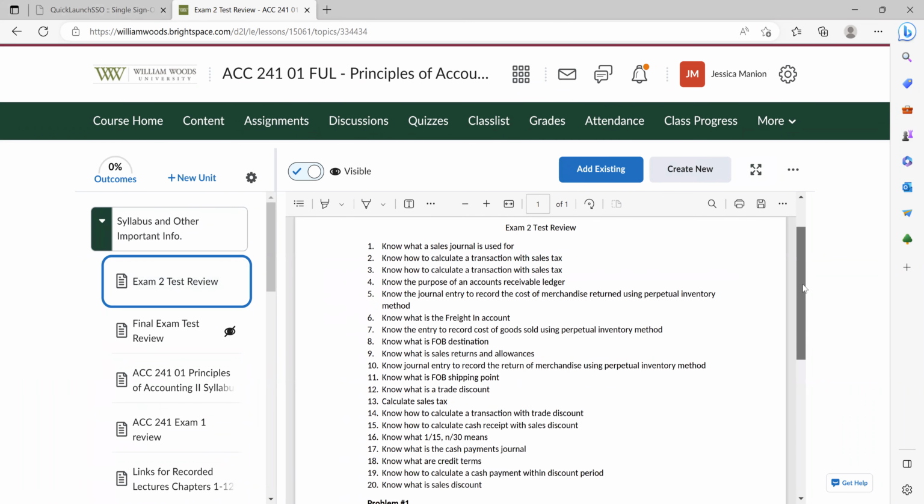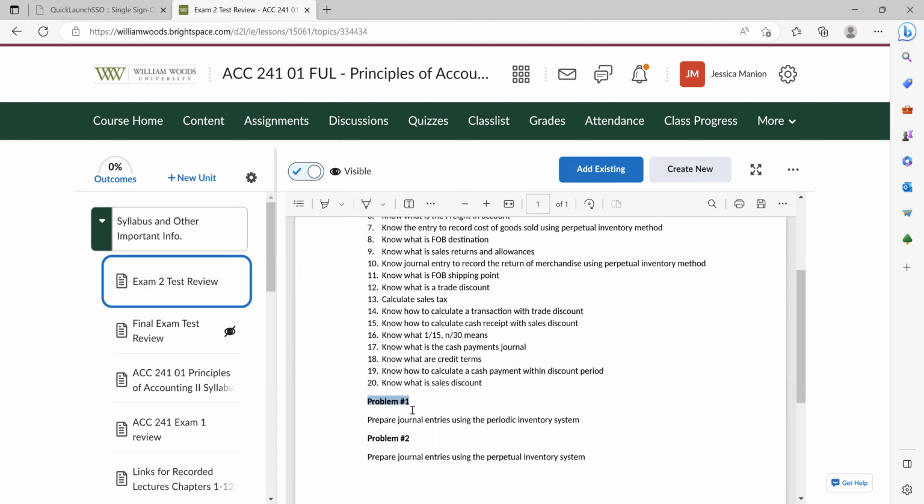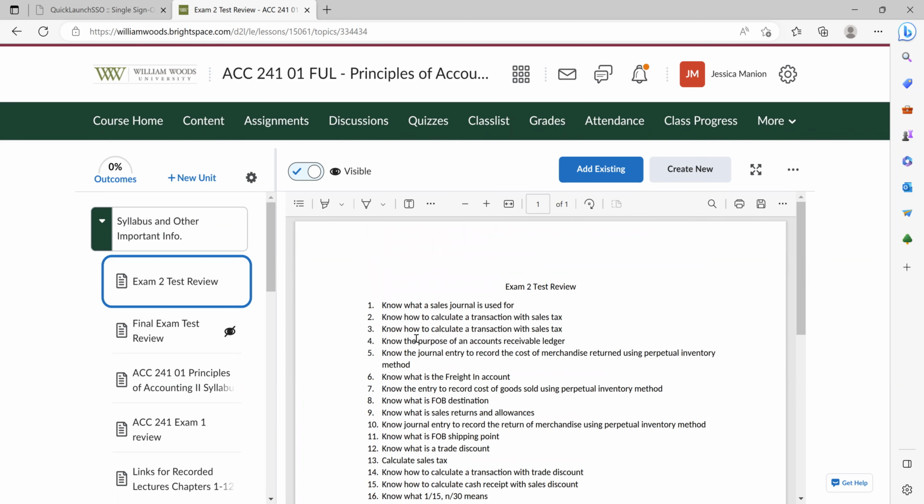So we just went through our 2 problems, right? Problem number 1, prepare journal entries using the periodic system. Problem number 2, prepare journal entries using perpetual inventory system. We just went through the problem. But again, I wanted to just point out to you guys that exam 2 test review is in there. So if you want to start getting your study guide together, it is in there and available for you, okay? All right, any questions?